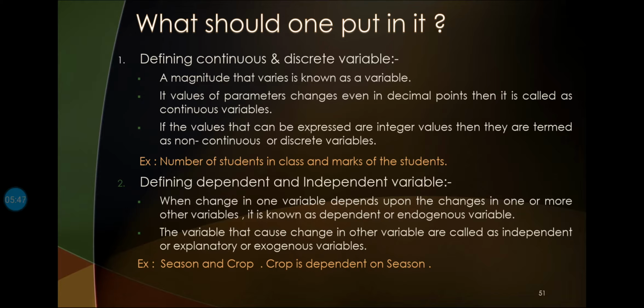So number of students in class will be integer, so it will be discrete variable, and the marks of the students may be in percentage, decibels, so it will be continuous variable. Defining a dependent and independent variable.